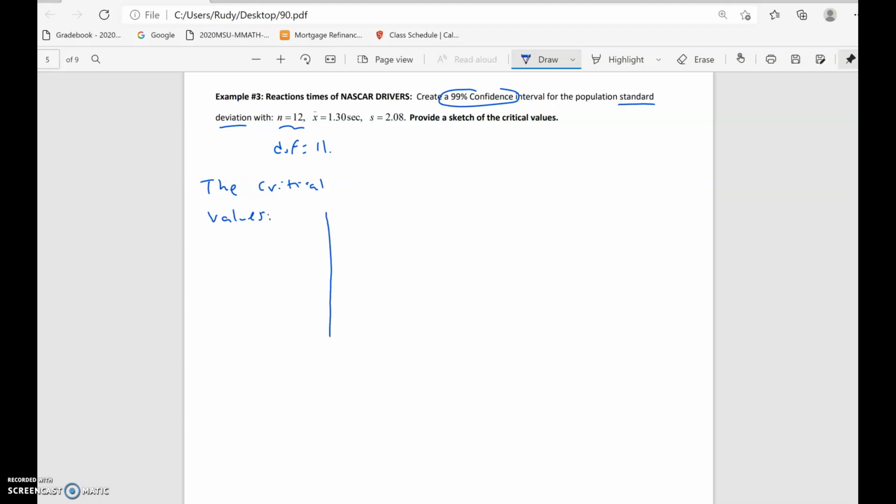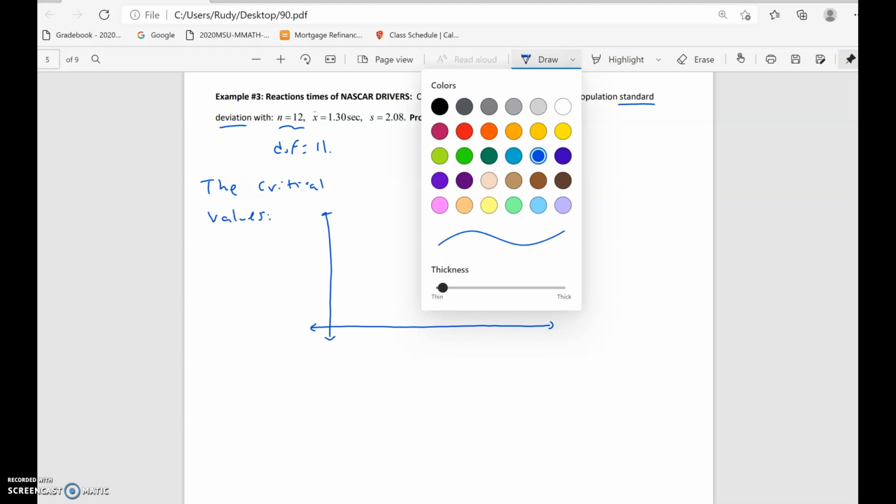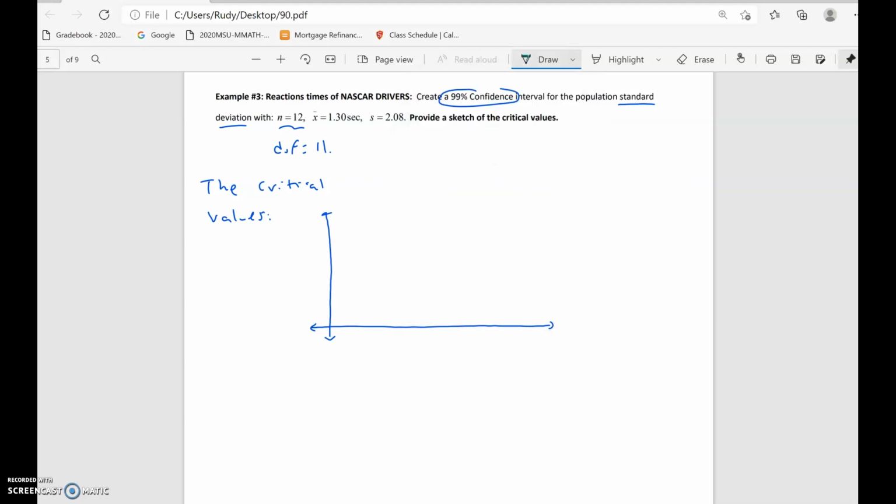we're going to be looking at the chi-square distribution. And in this case, we're looking at 11 degrees of freedom. So it is going to have the generic shape that shows up everywhere on the graph. So it's going to be something along these lines. The value of C is equal to 99. So therefore alpha is equal to 0.01, and alpha divided by 2 is equal to 0.005.